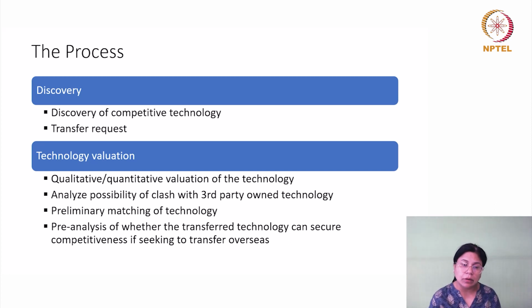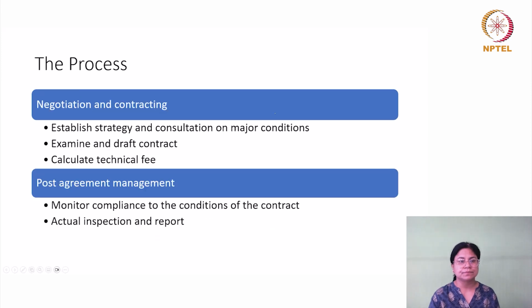They might have to do a pre-analysis of whether the transferred technology can lead to a certain kind of competitiveness if they are looking for transfer overseas, etc. So clearly they have to engage in a technology evaluation as such. After that, having done the evaluation, having understood that yes, this is the technology we should get engaged with, the next point would be negotiation and contracting.